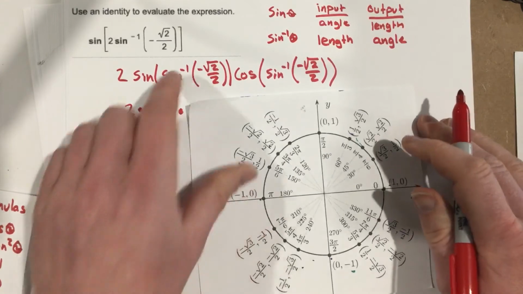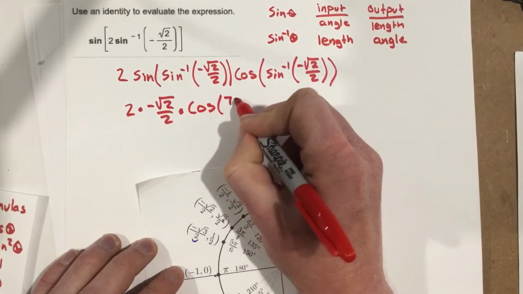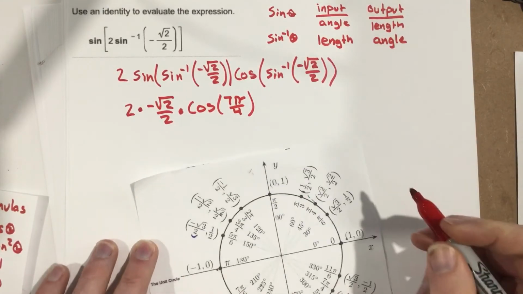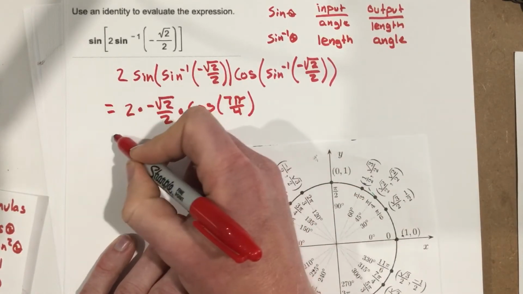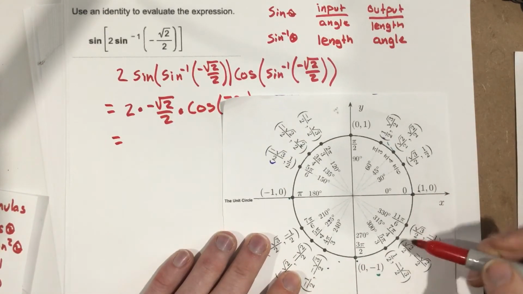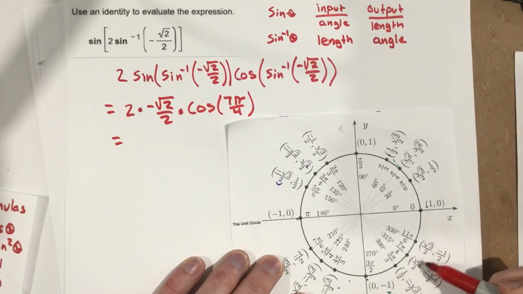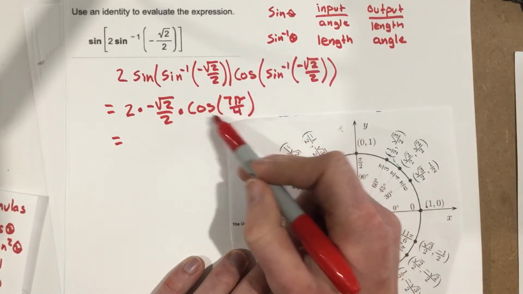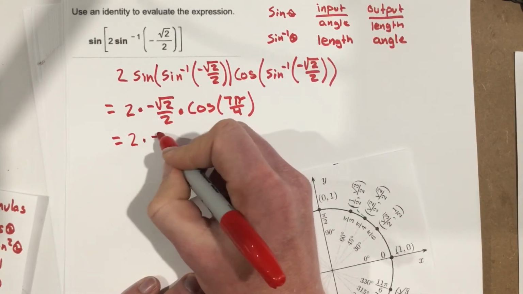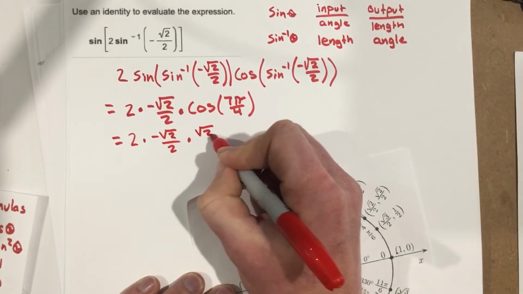So we can write this as cosine of 7 pi over 4. Okay? Now, cosine of 7 pi over 4, we're still just sitting right here. What's cosine at that angle? 7 pi over 4. Well, that's root 2 over 2. So we're going to now replace this with root 2 over 2. So we're going to say 2 times negative root 2 over 2 times root 2 over 2.